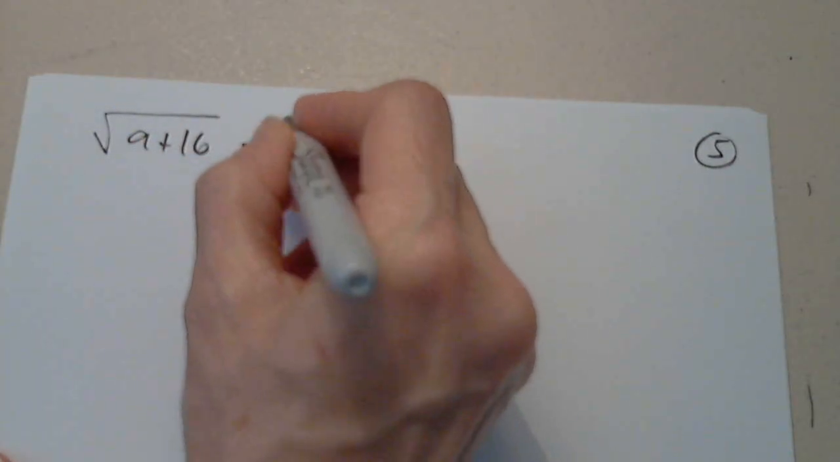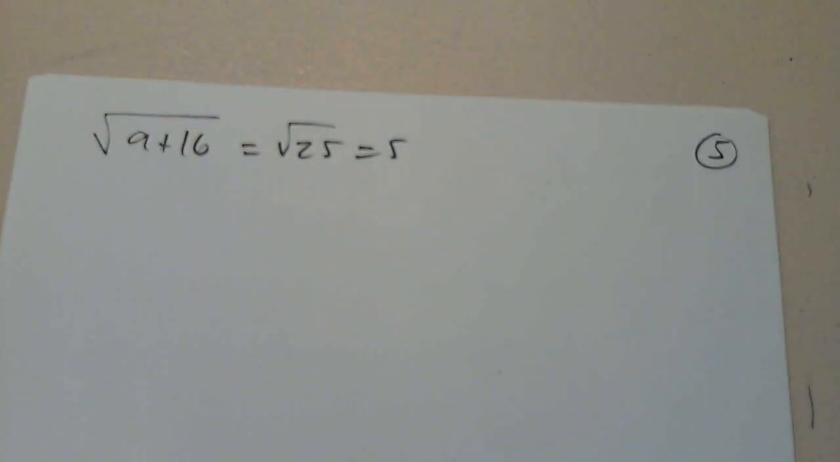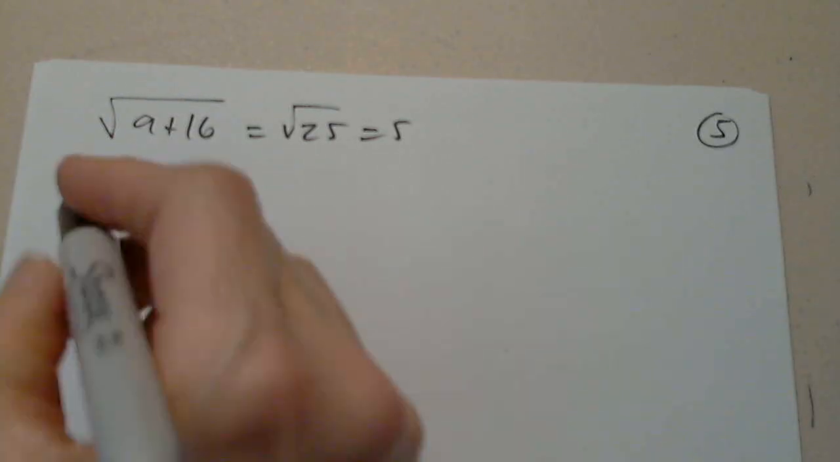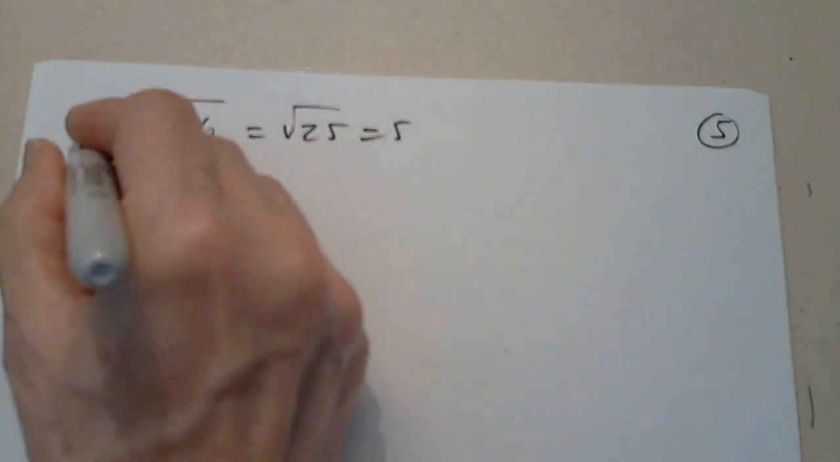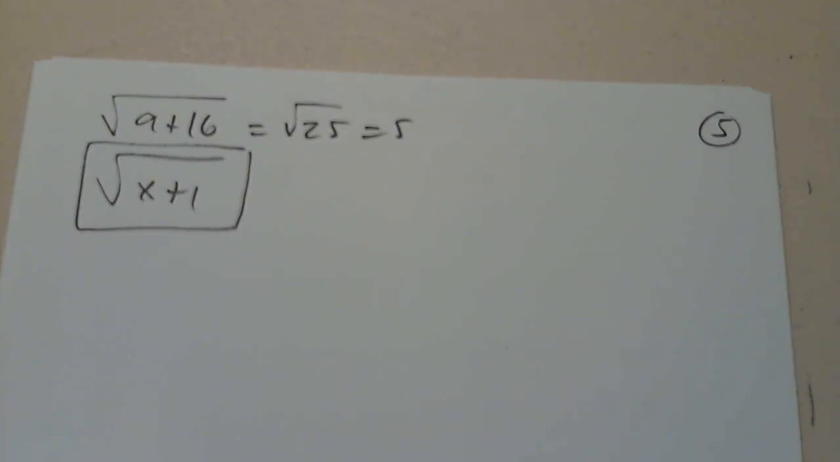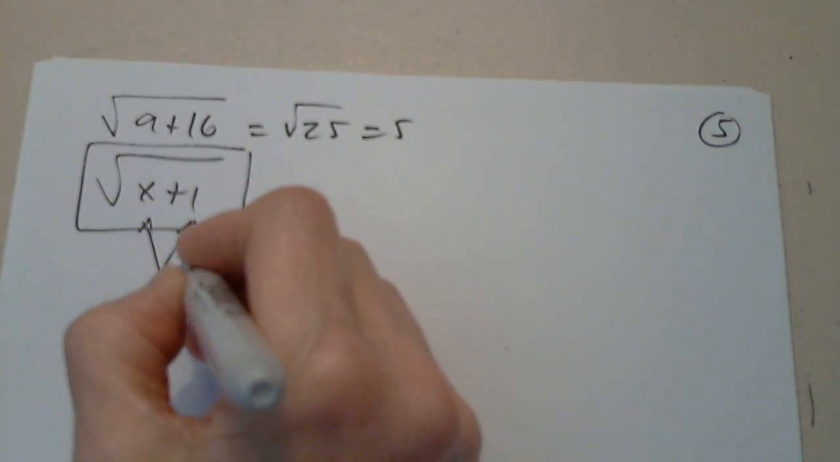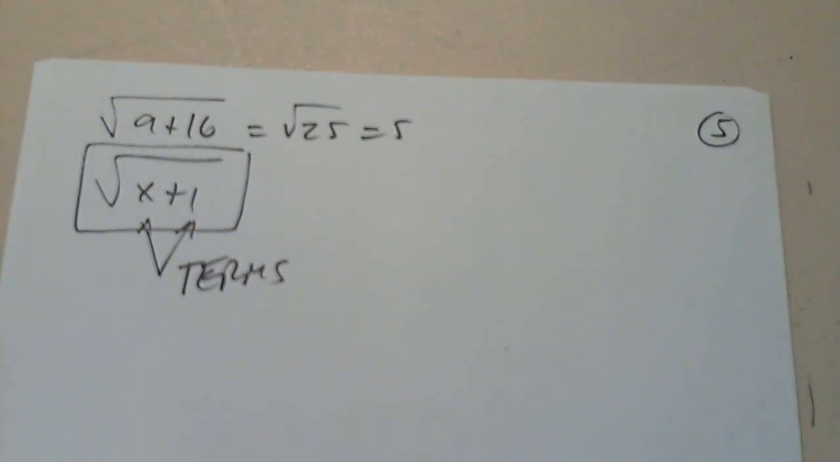So what I mean, if you have the square root of 9 plus 16, it is the square root of 25, which is 5, yes. But if you have the square root of x plus 1, this is carved in stone. You can't touch it. This is a sum, because they are terms, not factors. Remember, we cannot do anything with terms. We cannot simplify them.